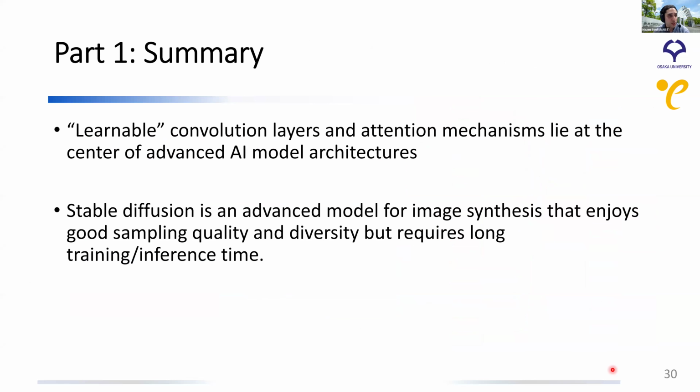So as a summary of part one, learnable convolutional layers and attention mechanisms lie at the center of advanced AI model architectures. And stable diffusion is an advanced model for image synthesis that enjoys good sampling quality, but requires long training and inference time.